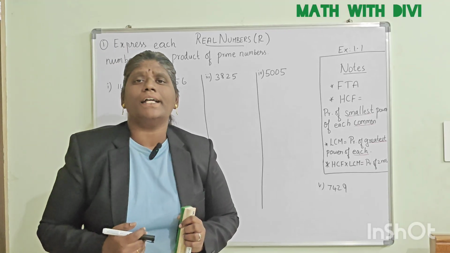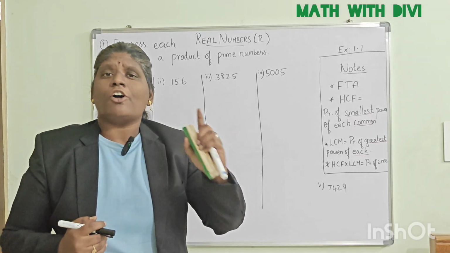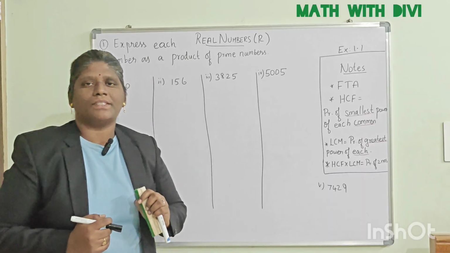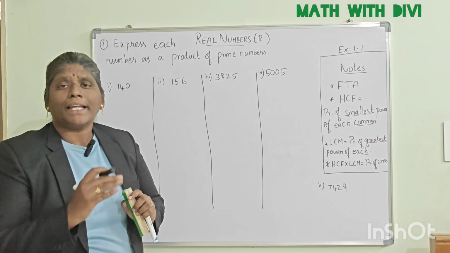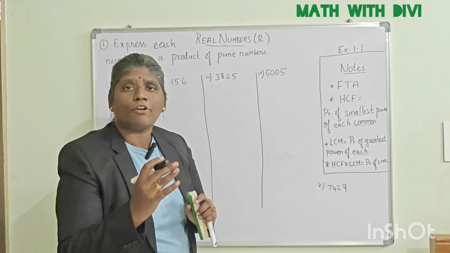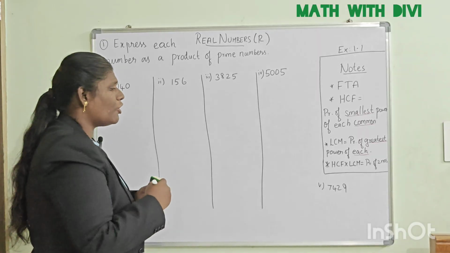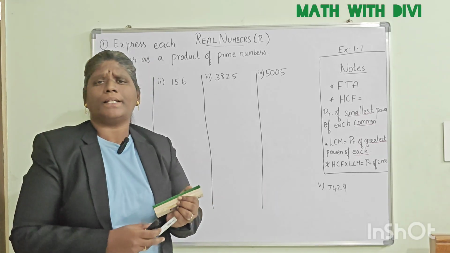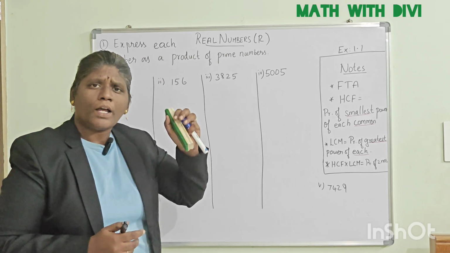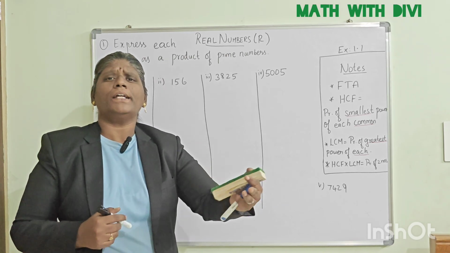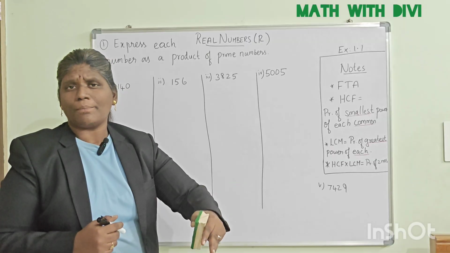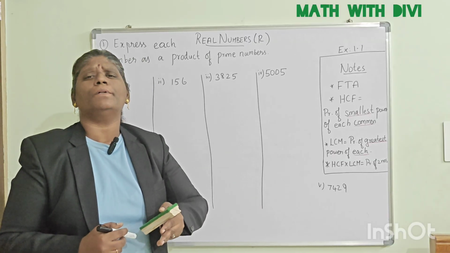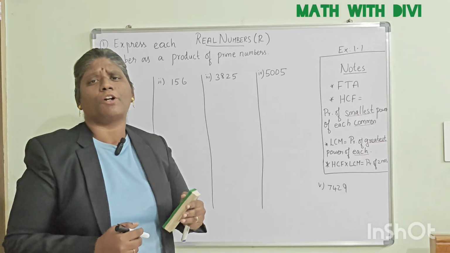FTA, the fundamental theorem of arithmetic, is explained as: every composite number can be expressed as a product of primes. You can say any composite number. For example, if it is 6, we can write it as 2 into 3. 2 3s are 6. So 6 is a composite number, and 2 and 3 are prime numbers. So this composite number can be expressed as a product of primes.